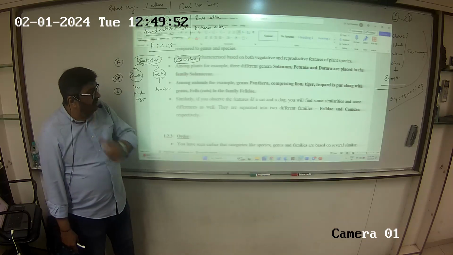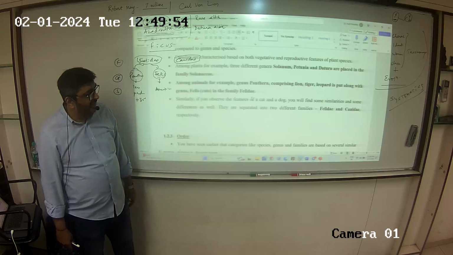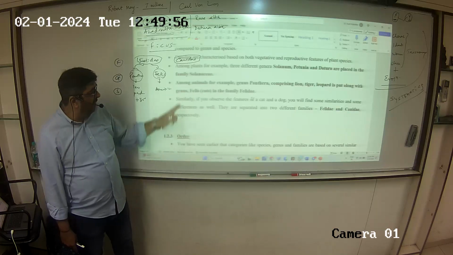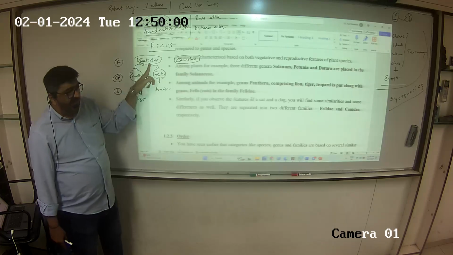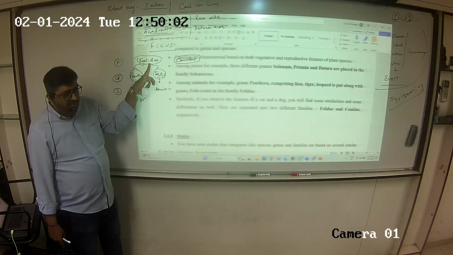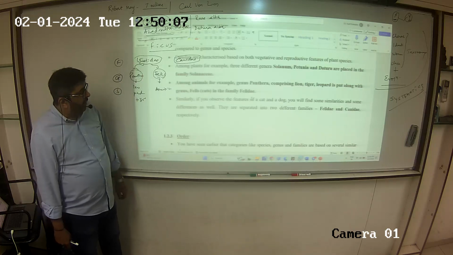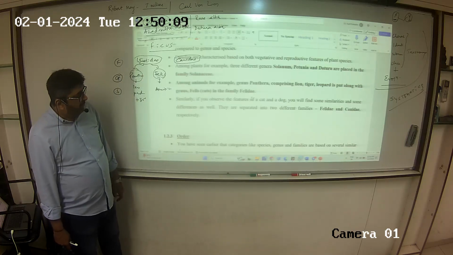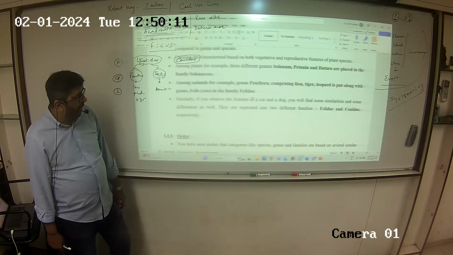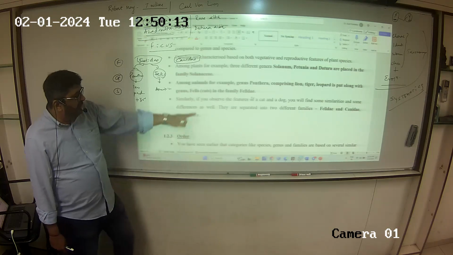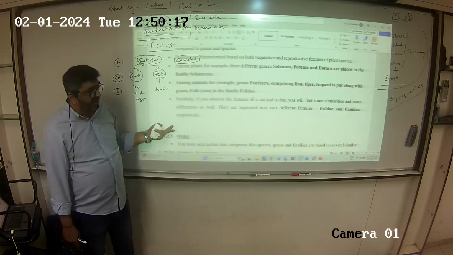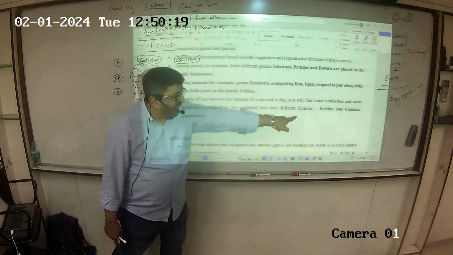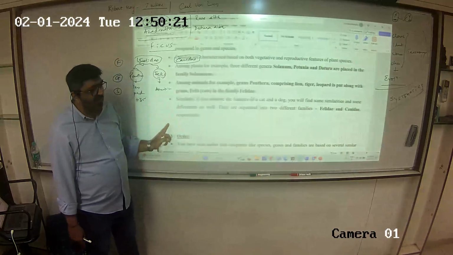In animals, the genus Panthera, which has lion, tiger, leopard, is put along with genus Felis in the family Felidae. Similarly, if you observe features of a cat and dog, you will find some similarities and some differences. So they are put in 2 different families, Felidae and Canidae, respectively.